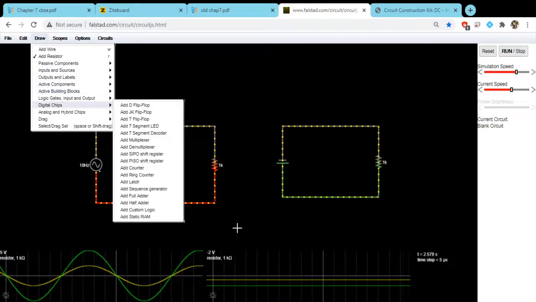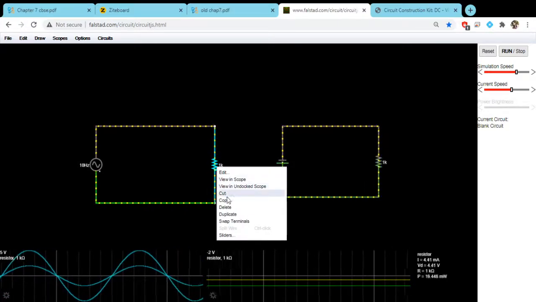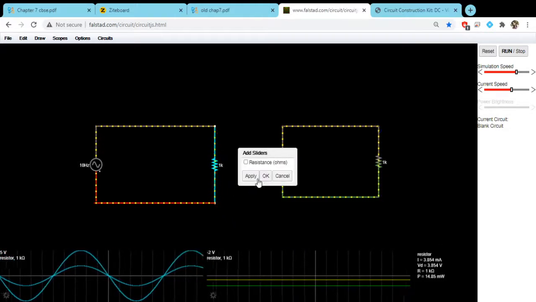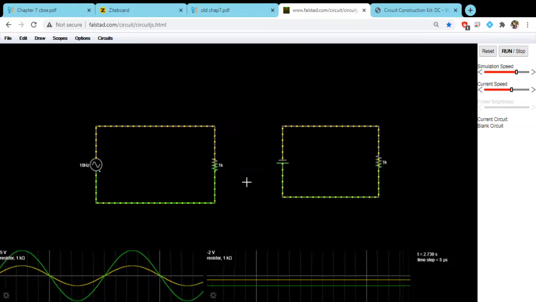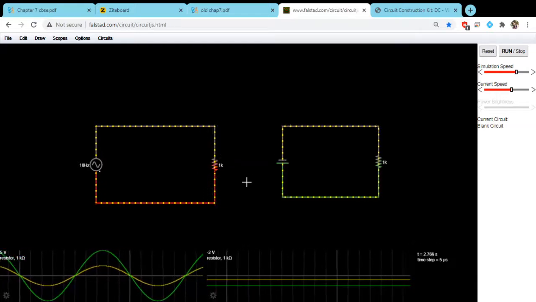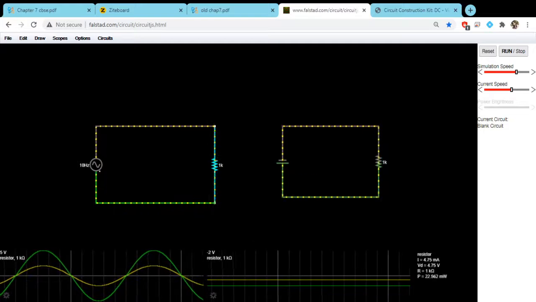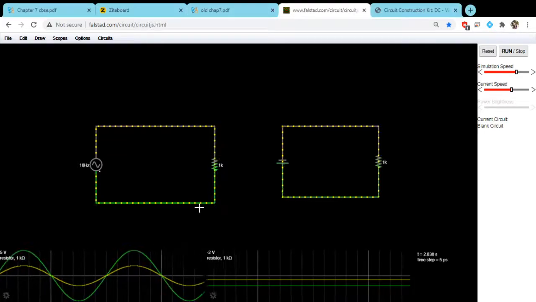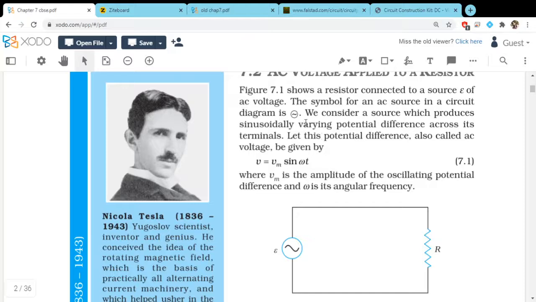Okay, there is no probe. Otherwise, you will understand the value is changing with the time. So this is what I wanted you to know about the AC voltage. Now let's see to our theory.